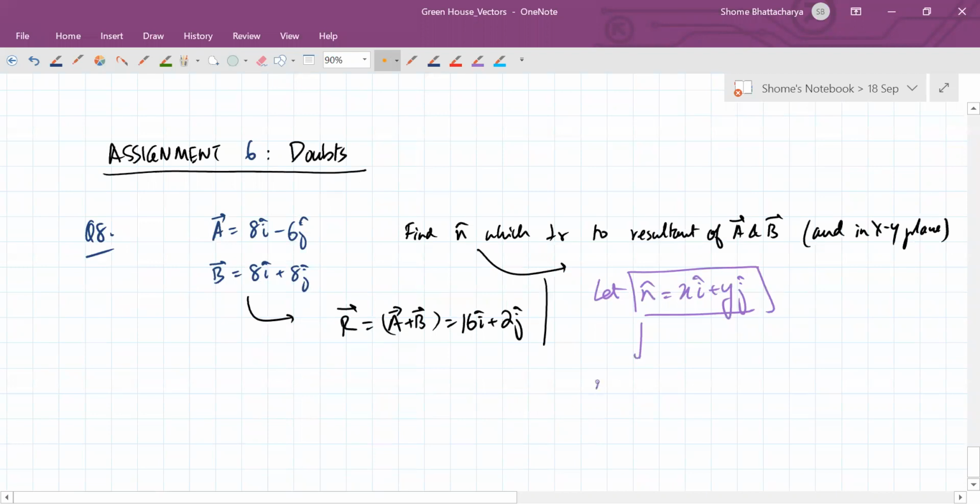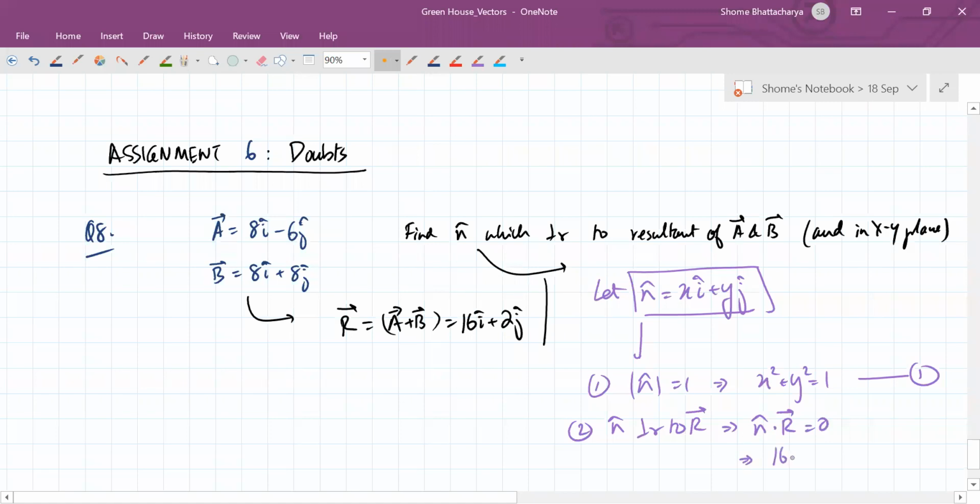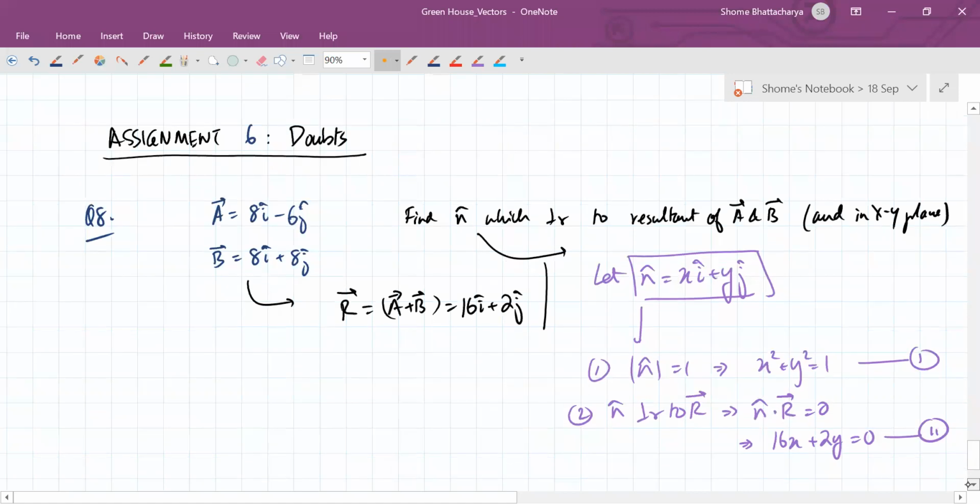The first thing is that its magnitude should be unity, so x square plus y square should be 1. This is the first thing we know. The second thing is that n cap is perpendicular to r. So what does that mean? That n cap dot resultant should be 0. So taking n cap dot r, that tells us 16x plus 2y should be 0. So that's the second equation. Now solve equations 1 and 2.